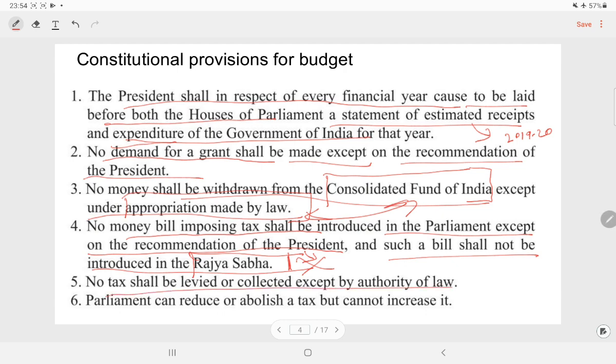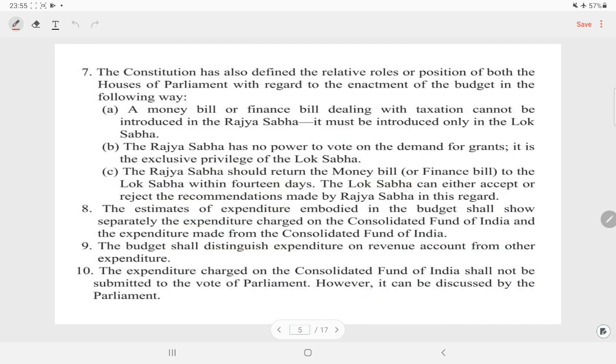And no tax shall be levied or collected except by the authority of law. So arbitrary collection of taxes should not be there until and unless a law is made on that. And parliament can reduce or abolish a tax but cannot increase it. Until and unless a law is being made, the tax on common people cannot be increased. Although it can reduce it or can completely abolish it, but it cannot increase it. And some other constitutional provisions are also there regarding the power of Rajya Sabha and Lok Sabha in this budget.